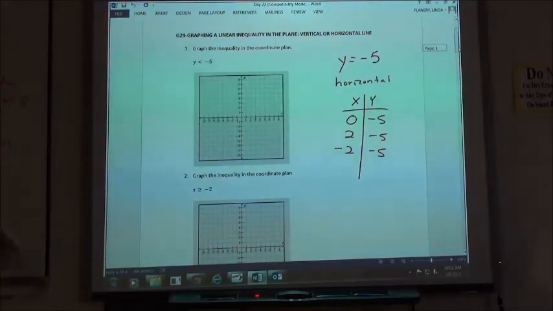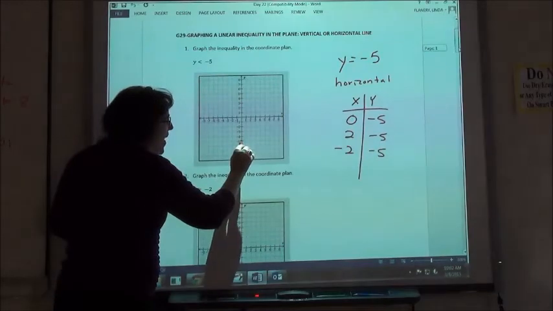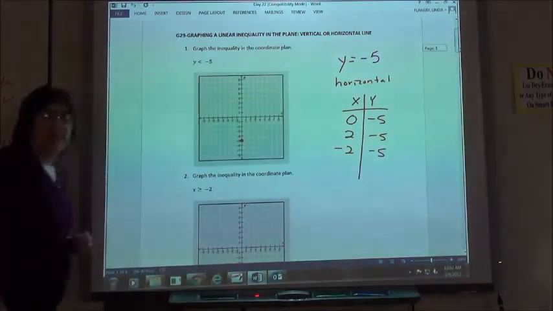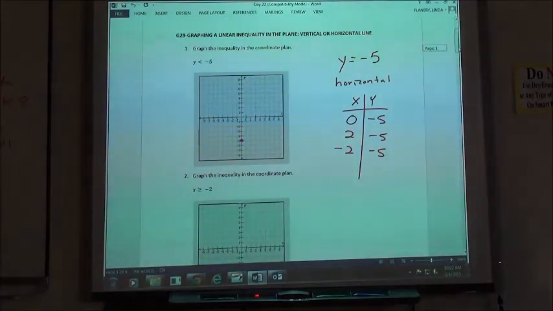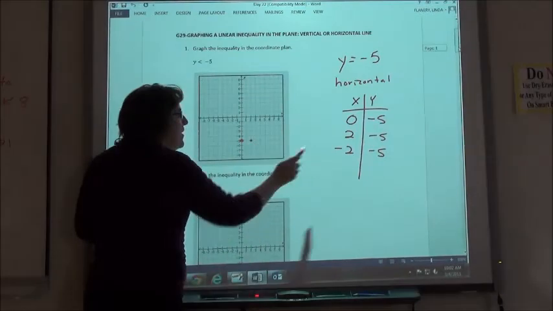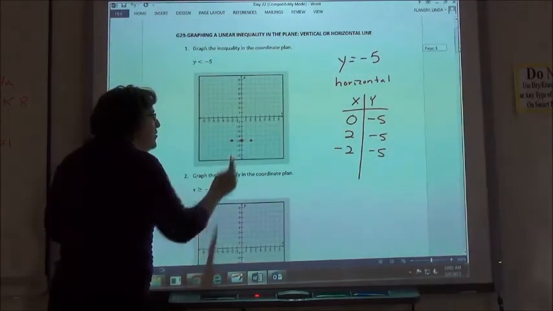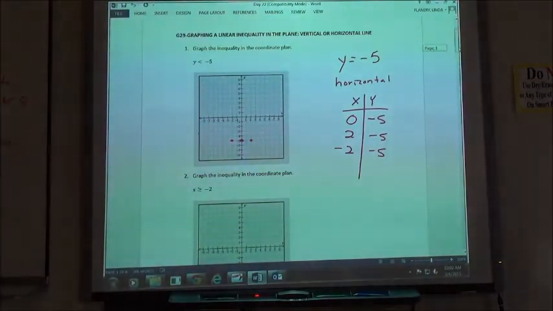So putting my dots on my graph, if y equals -5, on my y-axis, right there's where -5 is. It happens to be the point (0, -5). If I plot (2, -5), I go over 2 and down 5. If I plot (-2, -5), I go back 2 and down 5. And you can see what happened. The dots ended up being in a horizontal line.